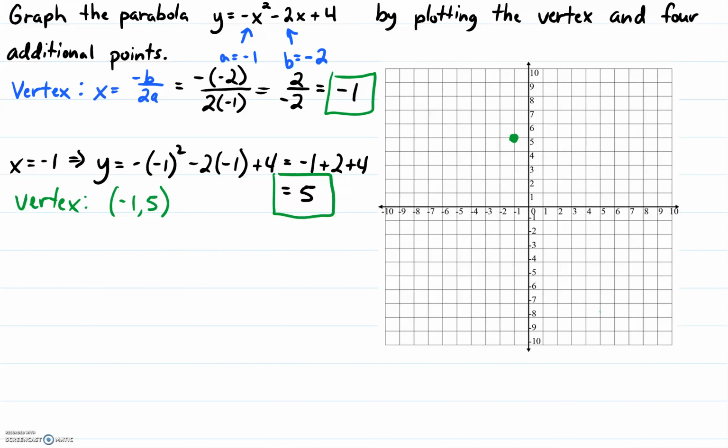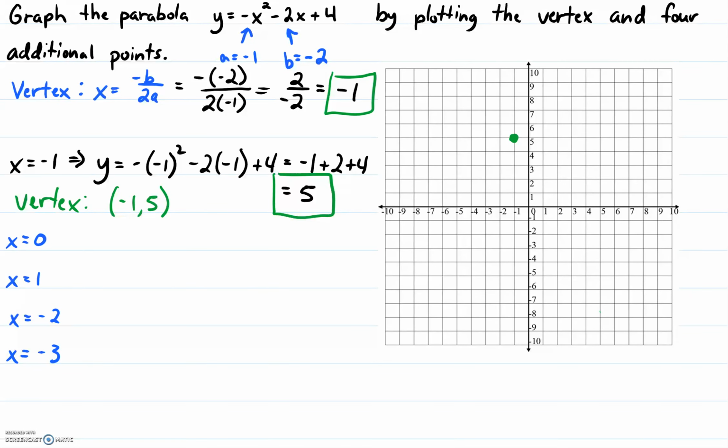So if we take negative 1 and we go to the right 1 unit, that's going to be an x value of 0. And so that's going to be the first one that we're going to evaluate, x equals 0. If we go another unit to the right, that's going to give us x equals 1. If we go back to where our vertex is, the x value of negative 1, and go 1 to the left, we're going to have x equals negative 2. And if we go 2 to the left, that's going to give us x equals negative 3.